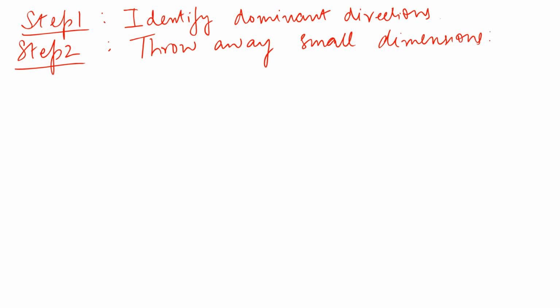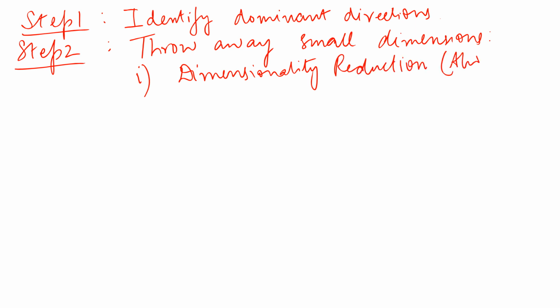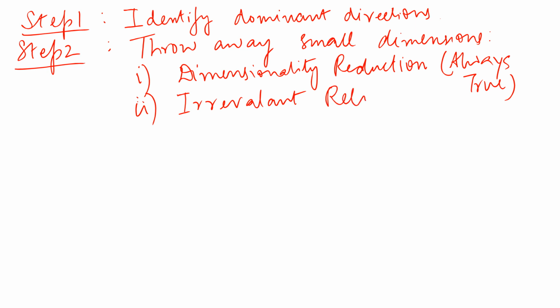And how does that help us? Well, it can help us in two ways. One is dimensionality reduction, which is always the case, so this is always true. It can also help us in some situations to get rid of irrelevant information. It may or may not. This is our hope, this is what we want, but this may or may not be true all the time.